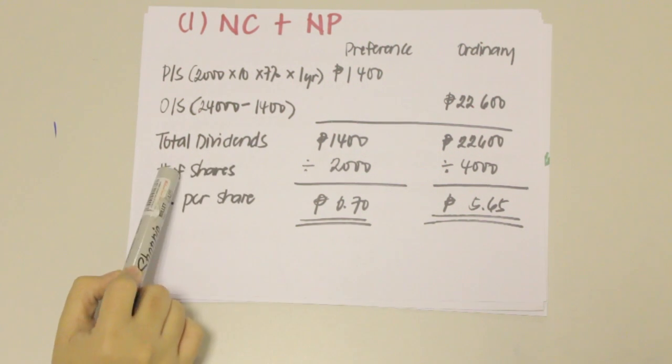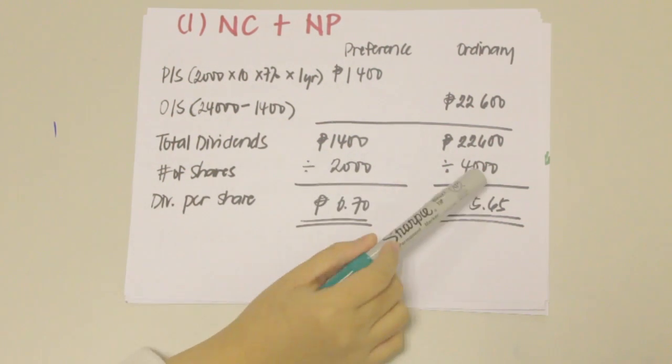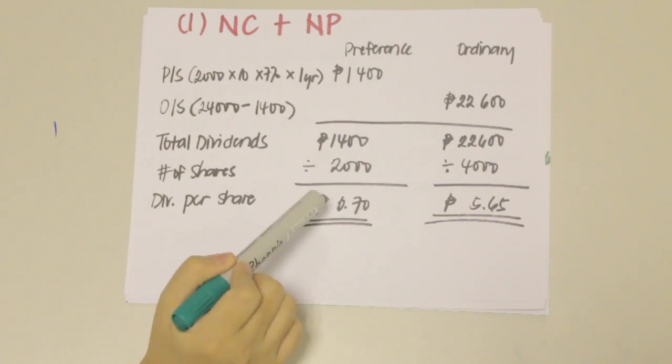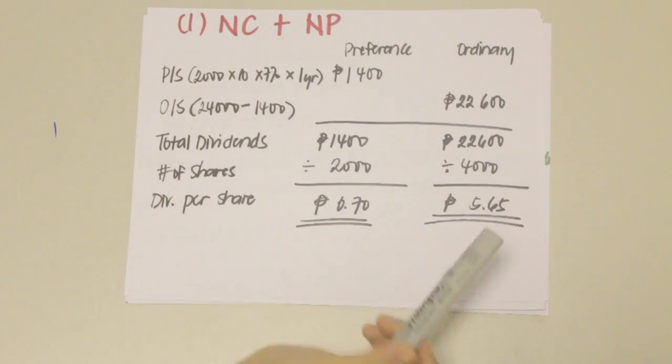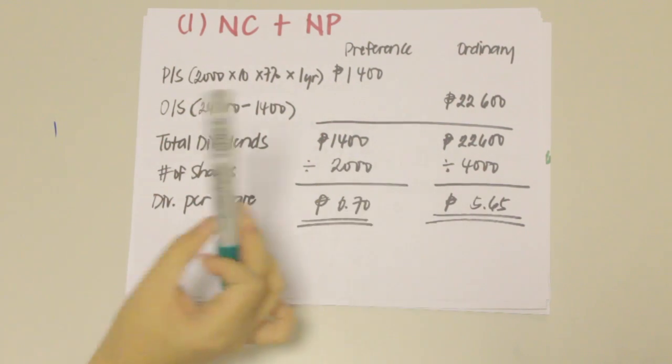And then you divide it by the number of outstanding shares. So it's 2,000 for preference shares and 4,000 for ordinary shares, and you get a 70 cents dividend per share for preference shareholders and 5.65 pesos per share for ordinary shareholders.